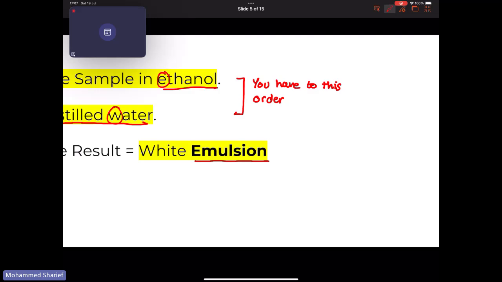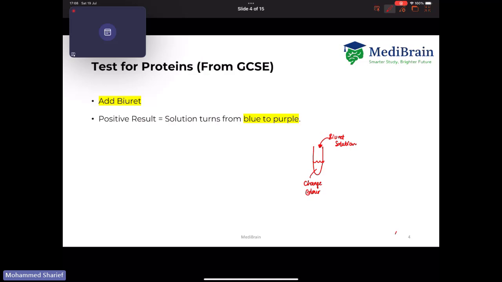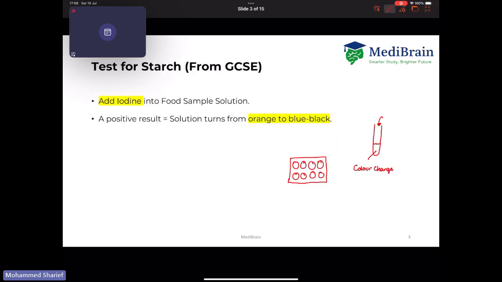Just say white emulsion. It shows the examiner that you know what the positive result is, and you know exactly what the correct answer is. Okay. So I think out of those that we've looked at, lipids is probably the one that students get wrong most. So make sure you learn this process. Obviously, the other two, starch and proteins, are basically the exact same as GCSE, and you wouldn't have had that many misconceptions with them all the way through to A level.